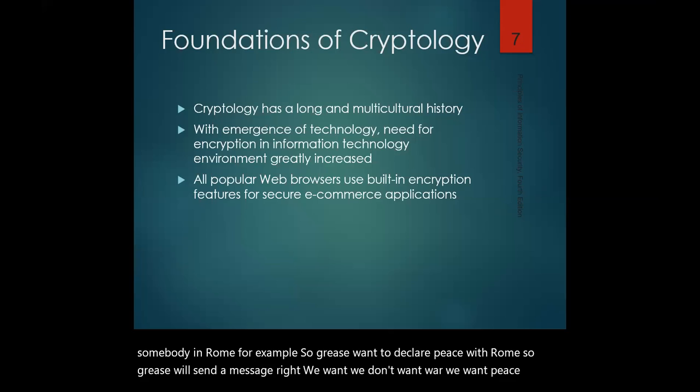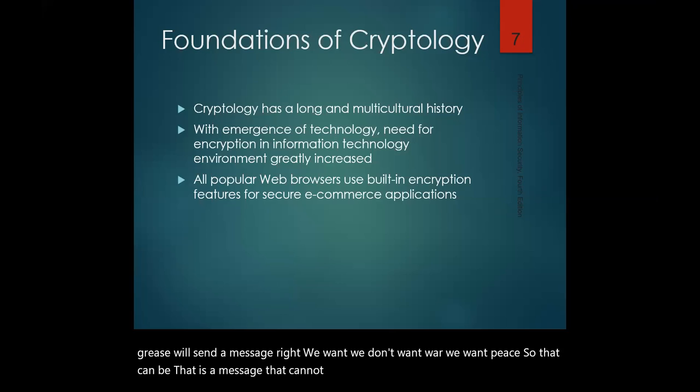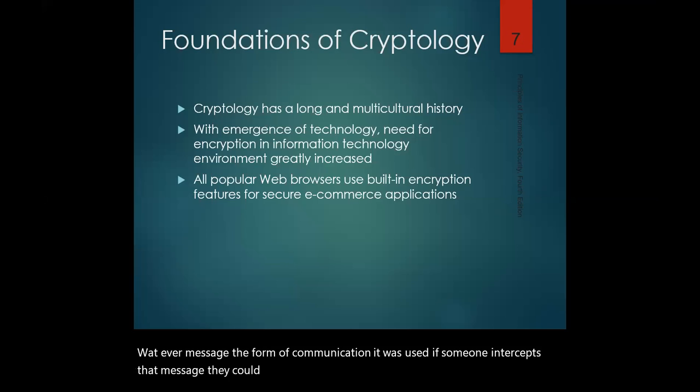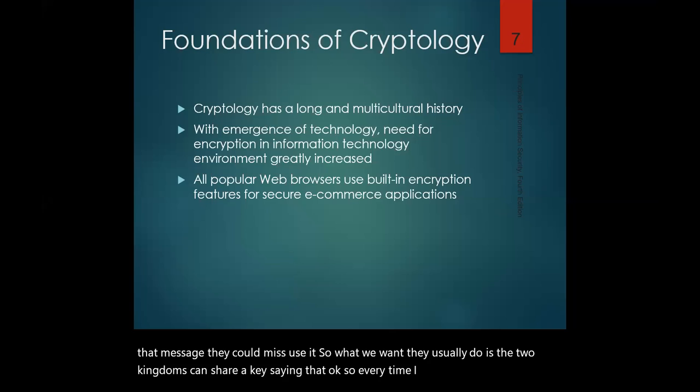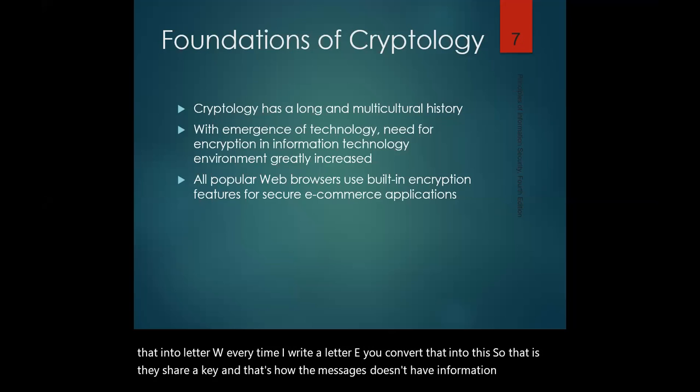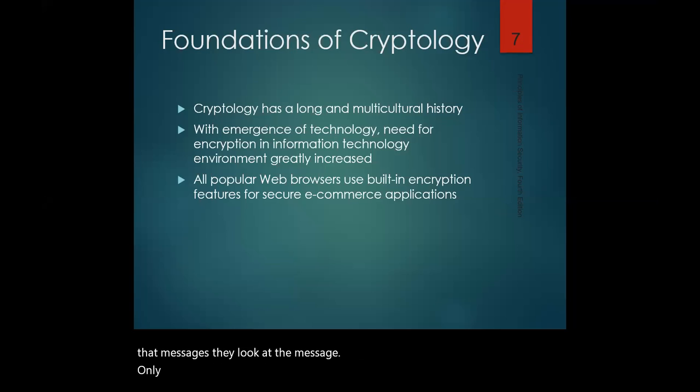That is a message that cannot be written clearly, because somebody who is carrying that message on a horse, or like a pigeon, whatever form of communication was used, if someone intercepts that message, they could actually misuse it. So what they usually do is, the two kingdoms share a key saying that every time I write a letter H, you convert that into letter W. Every time I write a letter E, you convert that into this. So they share a key. And that's how the messengers don't have information about what that message is. Only the kings or the relevant people have the message.